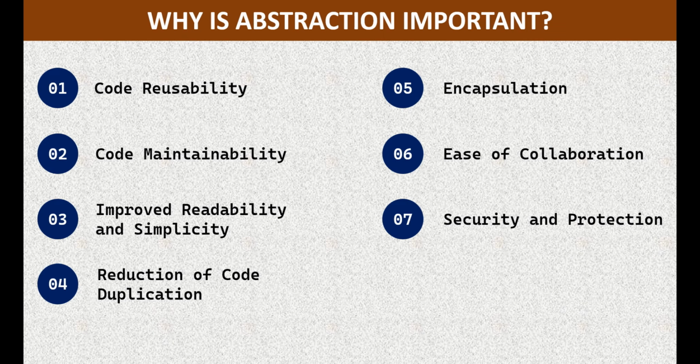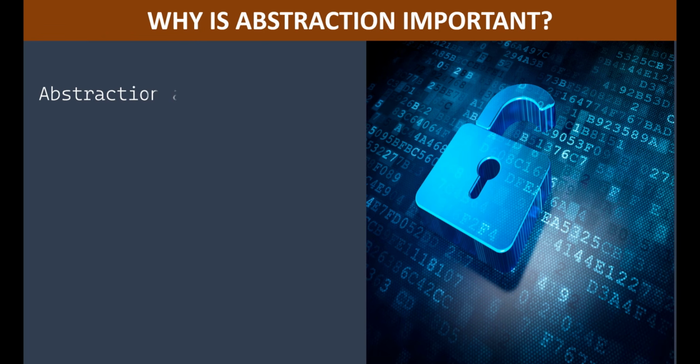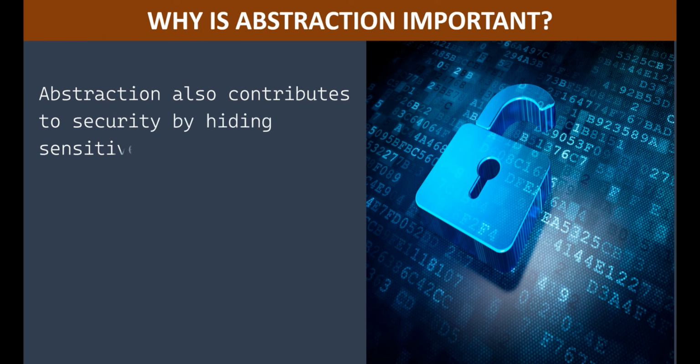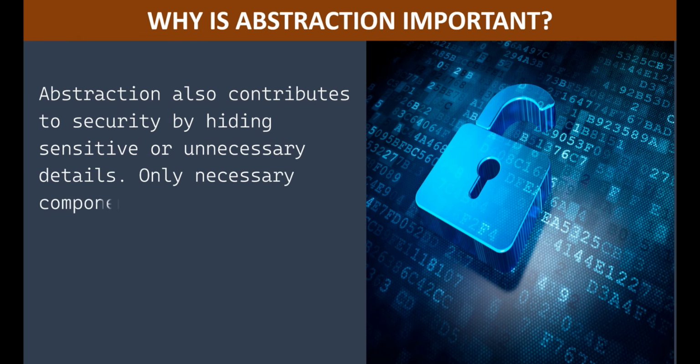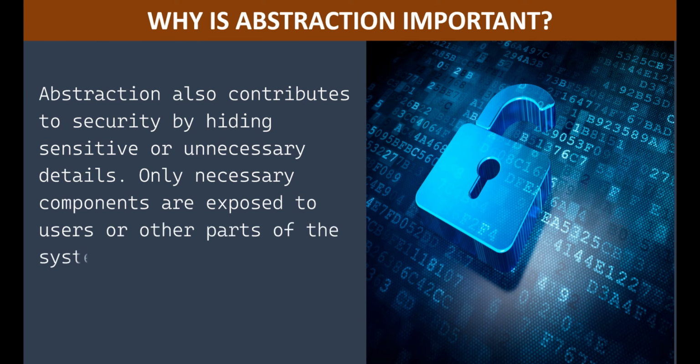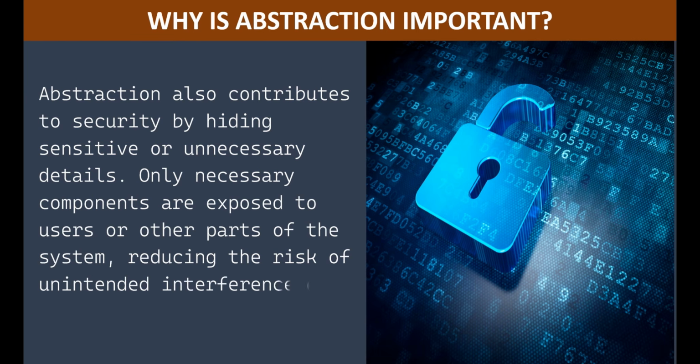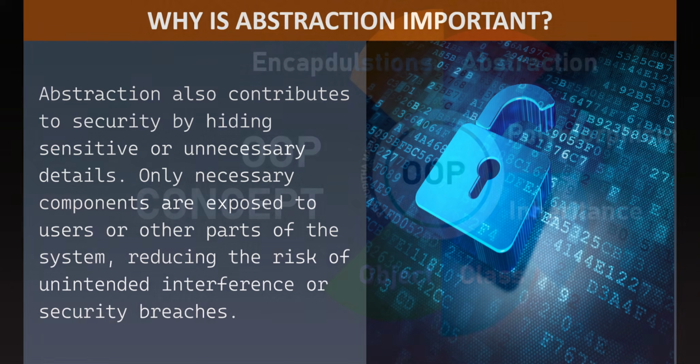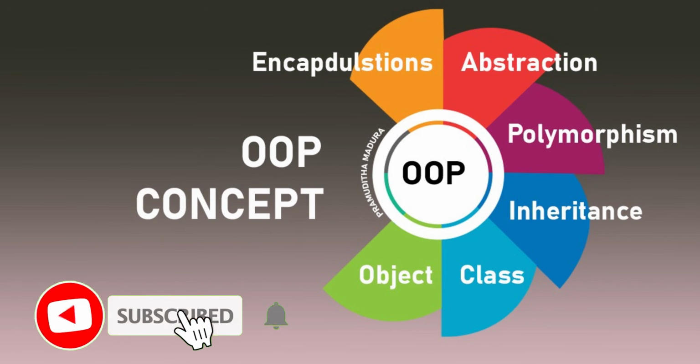Security and protection. Abstraction also contributes to security by hiding sensitive or unnecessary details. Only necessary components are exposed to users or other parts of the system, reducing the risk of unintended interference or security breaches. It was all about abstraction in programming.